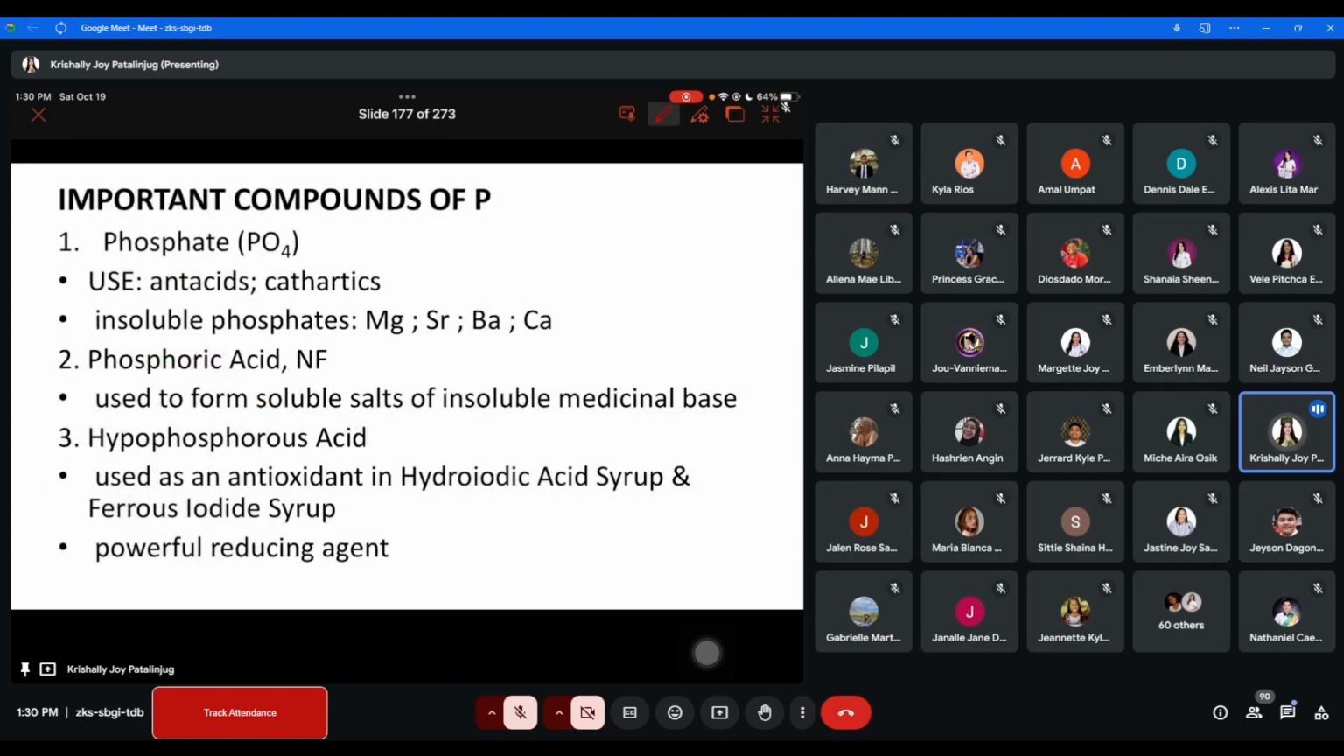Okay, for the compounds ng phosphorus, marami nang na-mention na mga compounds sa mga naaral natin before from group 1 to 4 na mga phosphate containing. I-review lang to ninyo na may pharmaceutical uses, part din sila sa mga important compounds of phosphorus. So majority of them, they are used as antacids kung may phosphate. Cathartics din. And these are insoluble phosphate, magnesium phosphate, strontium phosphate, barium phosphate, calcium phosphate. Then nasabi natin kanina, ang phosphoric acid, yung standard concentration niya in aqueous solution is 85%. Hypophosphorus acid, this is used as antioxidant. So kung antioxidant, meaning reducing agent.